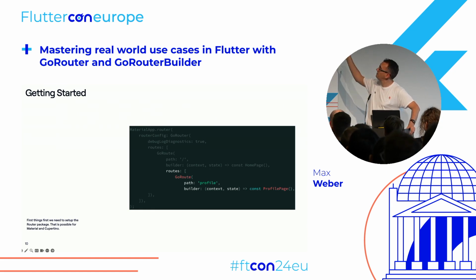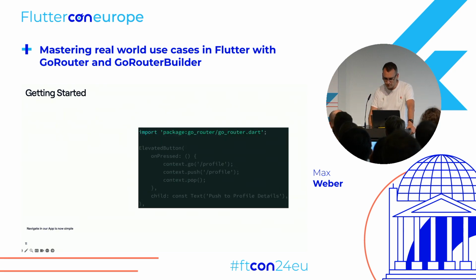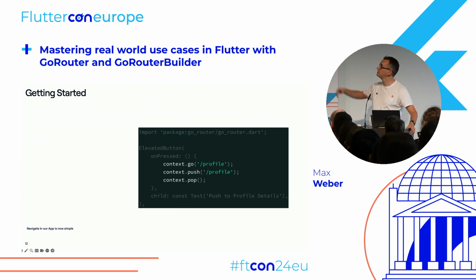But what's happening here is we have this hierarchical structure, and that will help us in the future. We will talk about go and push in a second. Good. Now, how can we use it? We import our GoRouter package in our widget, and we have here a button with the nice little three methods: go, push, and pop. And there are of course also other things, but these are the main things with which you will navigate.